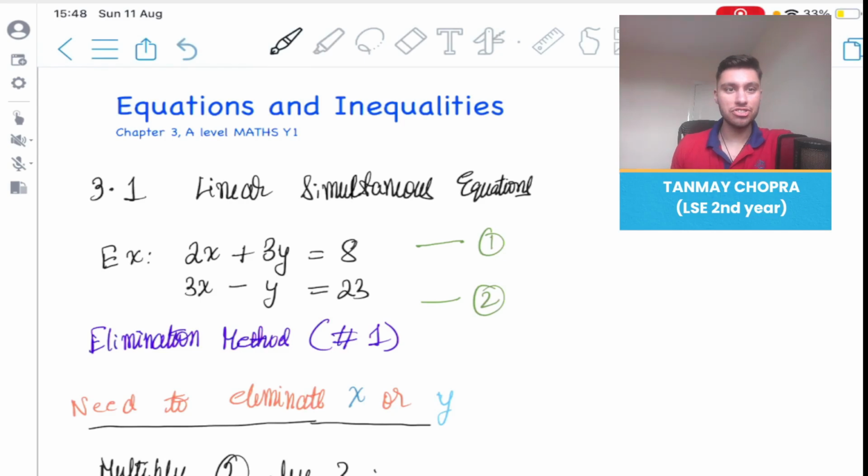We are now on to the third chapter, Equations and Inequalities. Again, you probably know this from GCSE, so you can skip this one and move to the next subtopic as you wish. So let's get started.